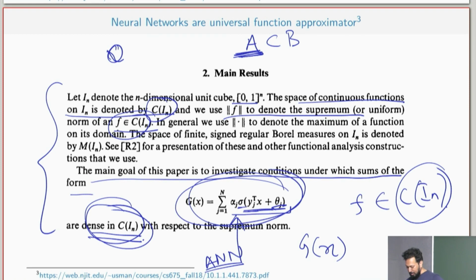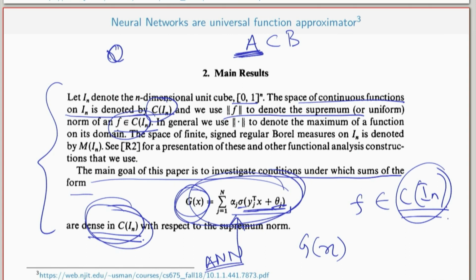So what this is saying is that the functions that you get via neural networks are dense in the space of continuous functions, meaning they can arbitrarily approximate any continuous function. They are arbitrarily close. Okay, so this is the result. So that's why we use neural networks. That's why neural networks are so powerful. That's why it works in almost any scenario.